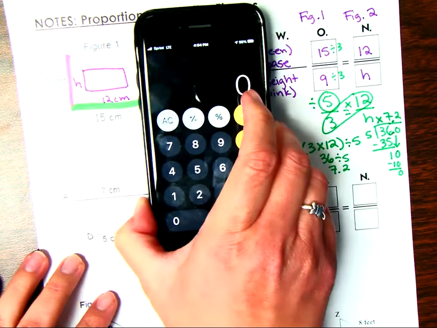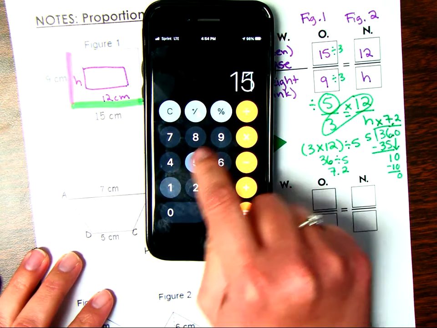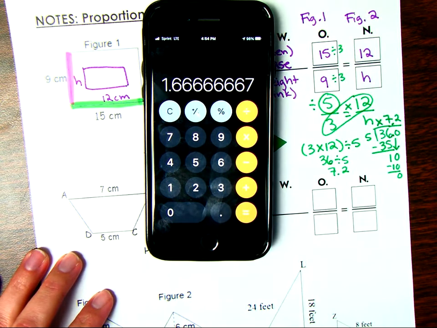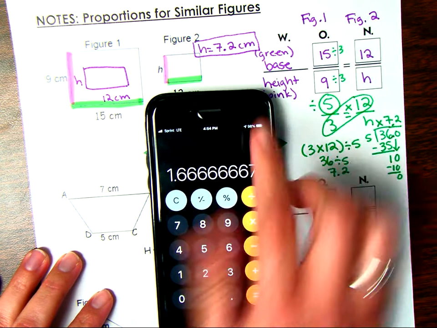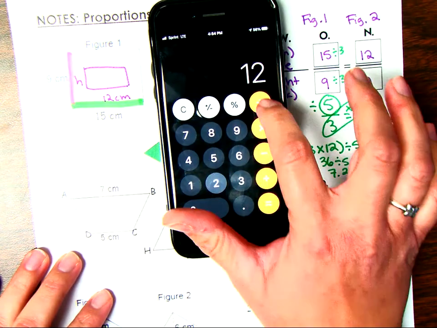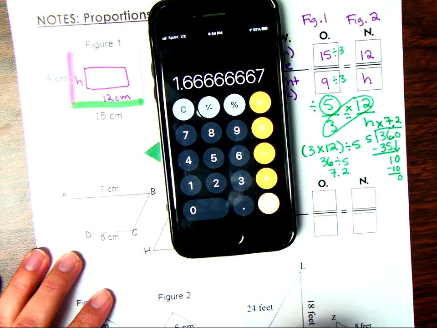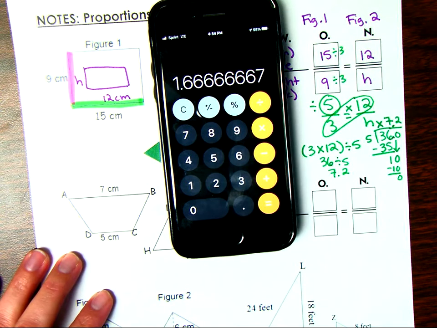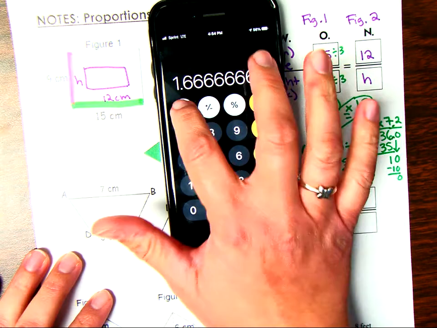So I'm just going to show you real quick. If I had 15 divided by 9, I get 1.6 repeating. We just said 7.2 was this H. So 12 divided by 7.2, they do reduce down to the same number, that 1.6 repeating. So that's another way we could check it.